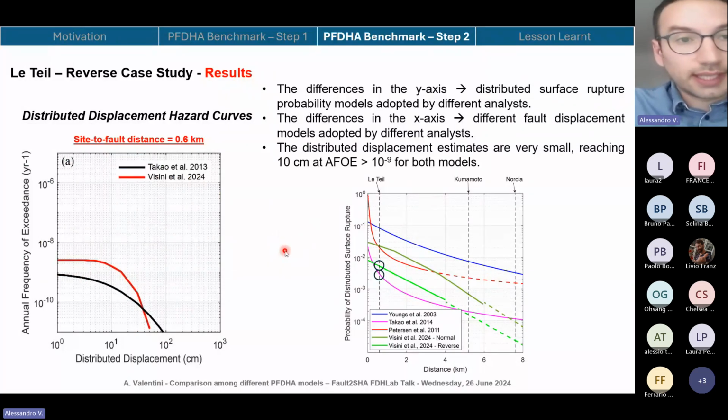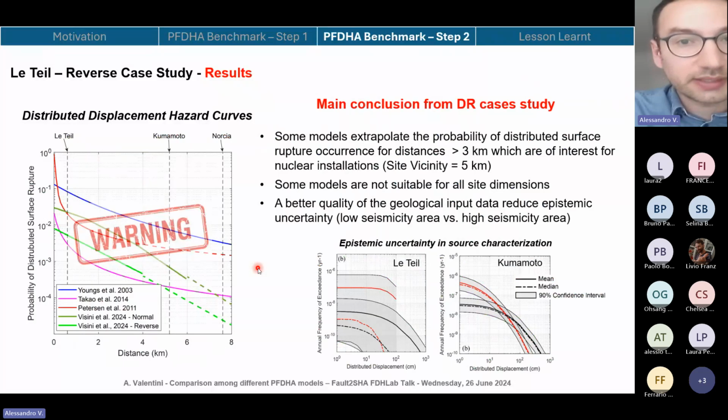But for this case, again, the magnitude is very low, 5.5. The hazard curves are very, very low, maybe 10 centimeters for alpha higher than 10 to the minus 9. So very, very rare, maybe 1 billion years. I don't know, maybe it's older than the age of the Earth. But it's also interesting to see this for a low seismicity area.